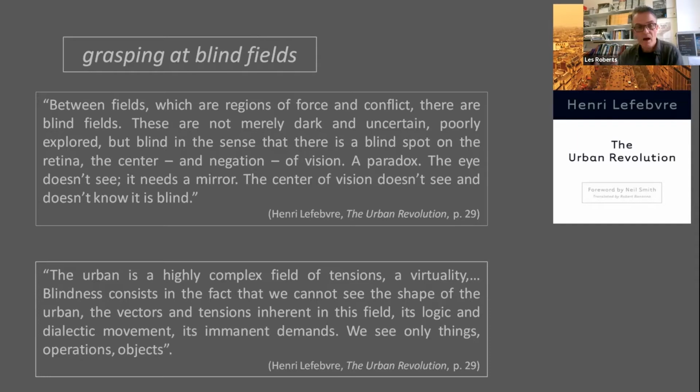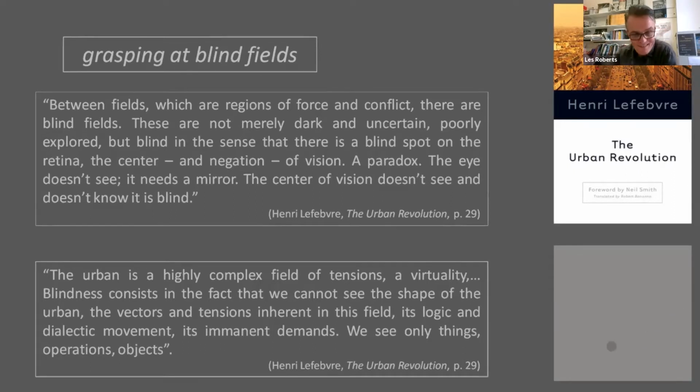And it's only by unpacking the sense that there's a dialectical field connecting these different ways of seeing the city that we tap into how we should properly see the urban. This is Lefebvre's project as a dialectics of space. We see it in this second quote. "The urban is a highly complex field of tensions, of virtuality. Blindness consists in the fact that we cannot see the shape of the urban, the vectors and tensions inherent in this field, its logic and dialectical movement, its immanent demands. We see only things, operations, objects."